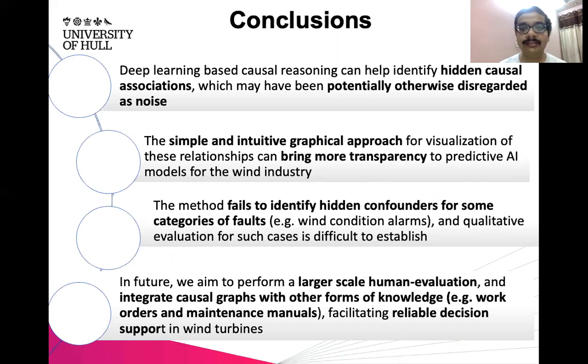And the method clearly helps us identify hidden associations for different types of faults. However, it fails to identify some specific types of cases, such as wind condition alarms, wherein we only have few hidden confounders, and we would like to use maybe more data and combine optimization techniques with expert domain knowledge in the near future for this approach. And the clear graphical approach for visualization can be really helpful for engineers to identify novel insights which might have otherwise been disregarded as noise. So that can be really helpful, and we aim to build upon this in our future work.